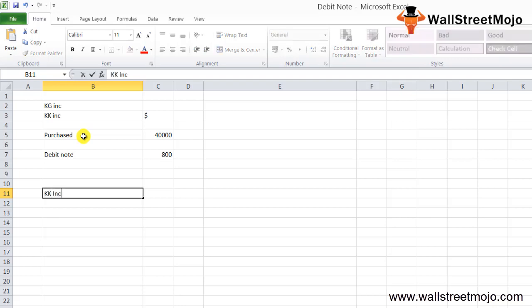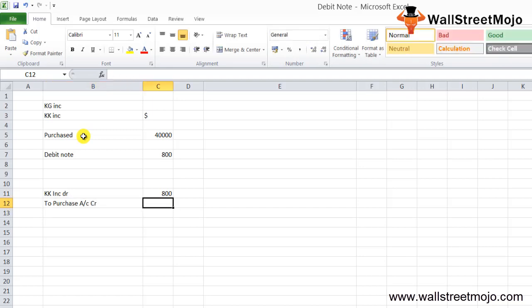We have KK Inc., which is your seller account, debit. We have to debit that amount, to the extent of 800, to your purchase, because you have to reverse that account. The initial purchase that was debited now has to be credited. Okay, so once you credit 800 over here, you have reversed the entry.